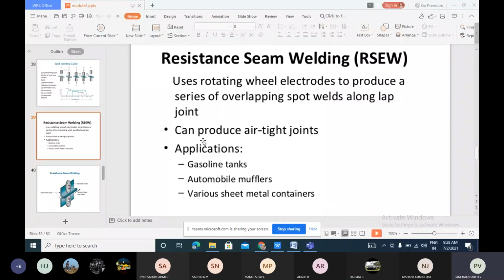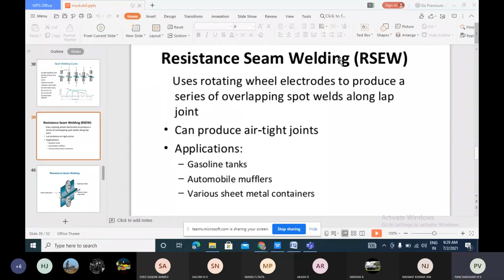This type of welding is used for what purpose? It can produce airtight joints. Spot welding will not produce airtight joints because the welding is not carried out at all places. Only here and there at isolated places, welding is carried out in spot welding. Therefore, it is not leak proof. It is not an airtight joint. But to make an airtight joint of sheet metal, what are we going to do? We are going to do the welding by using the seam welding technique.